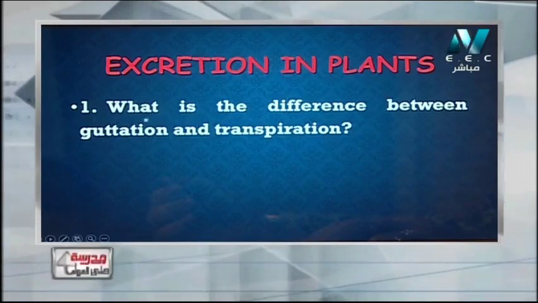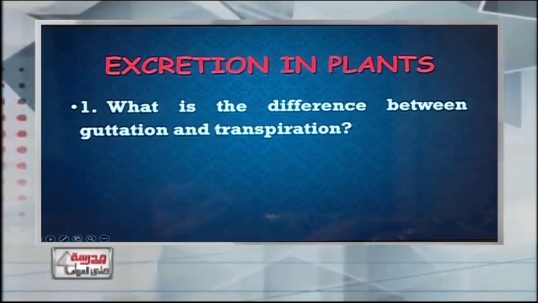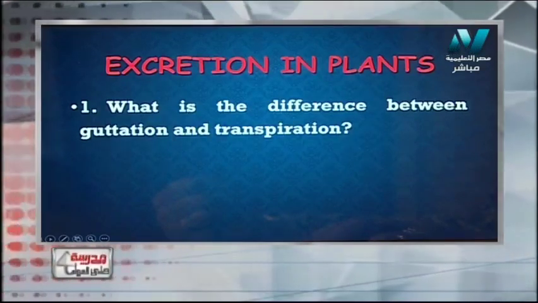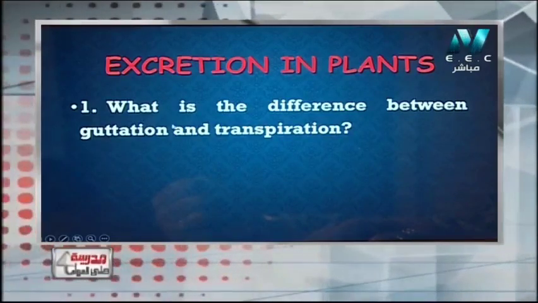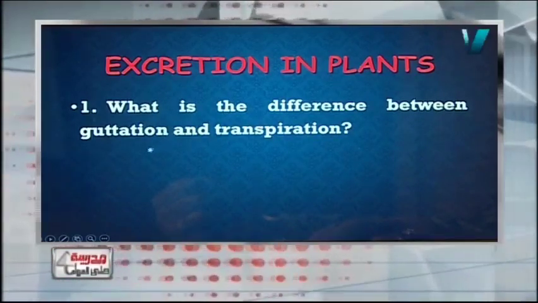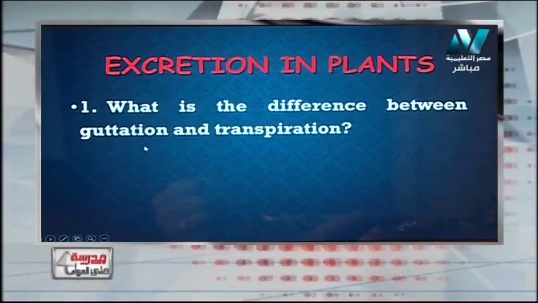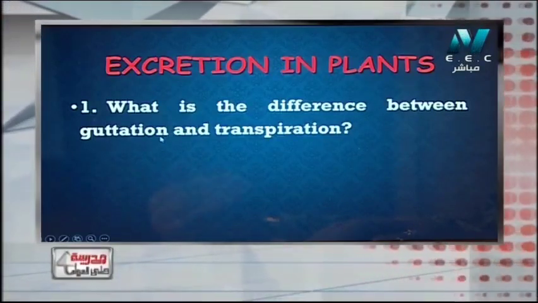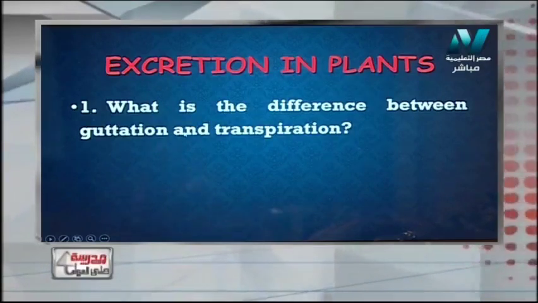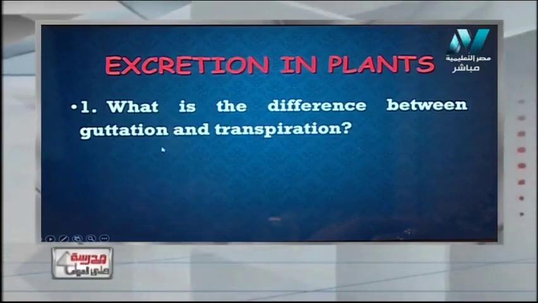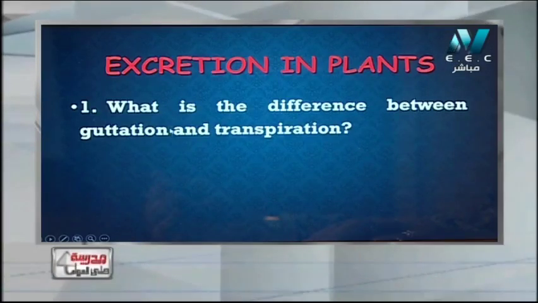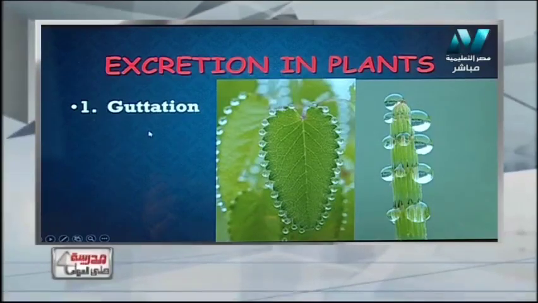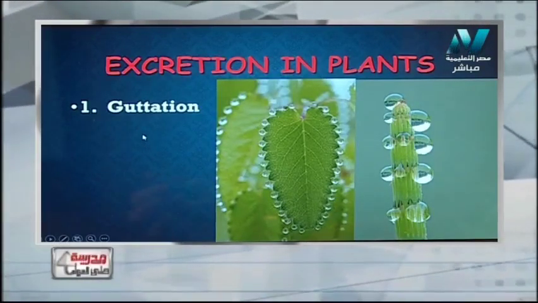Excretion in plants occurs by different ways. What is the difference between two types of ways by which the plant gets rid of the excess amount of water? Water is very important for the plant, but sometimes it accumulates inside the plant more than it needs. So it must get rid of this excess amount. Getting rid of water occurs by two ways. The first way is guttation, and the second way is transpiration.